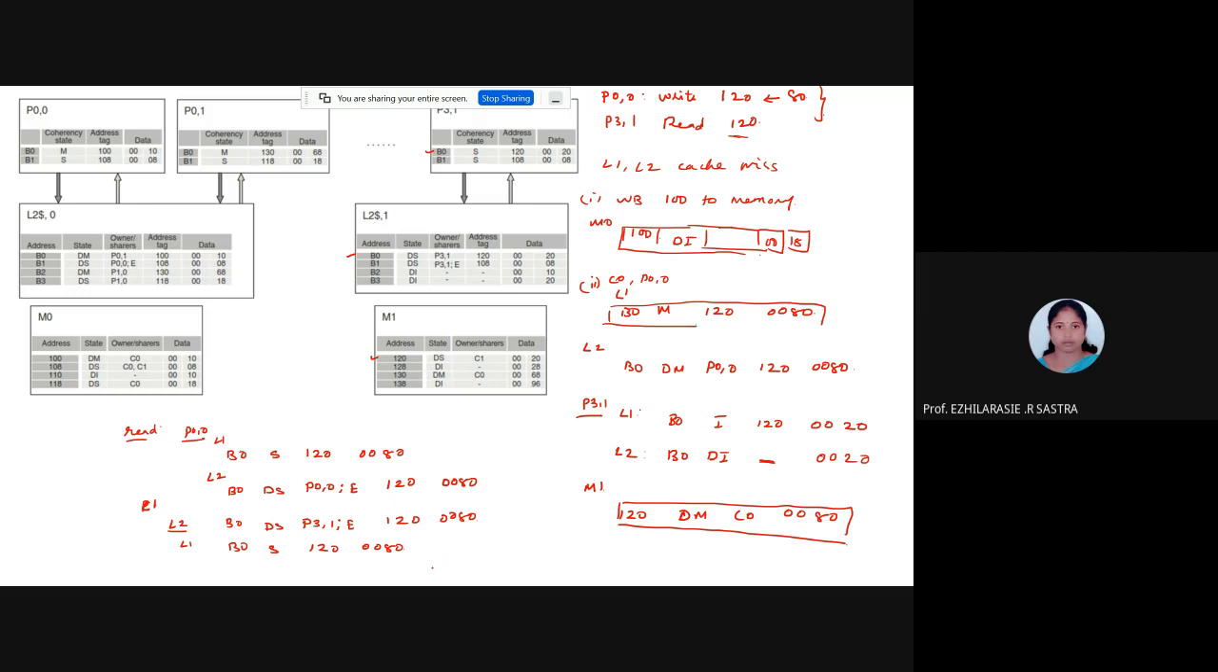Moving on to the memory part, M1. Now the 120 is directly shared by both C1 and C0 and the value is 0080. According to this case, this is the final step. This is the first operation, this is the second operation, and this is the expected output. The question will be, what will be the output after executing these operations? This is what you have to write. You need to mention L1, L2 of both the chips and M0 and M1. M0 I already wrote here, and this is the M1 condition.